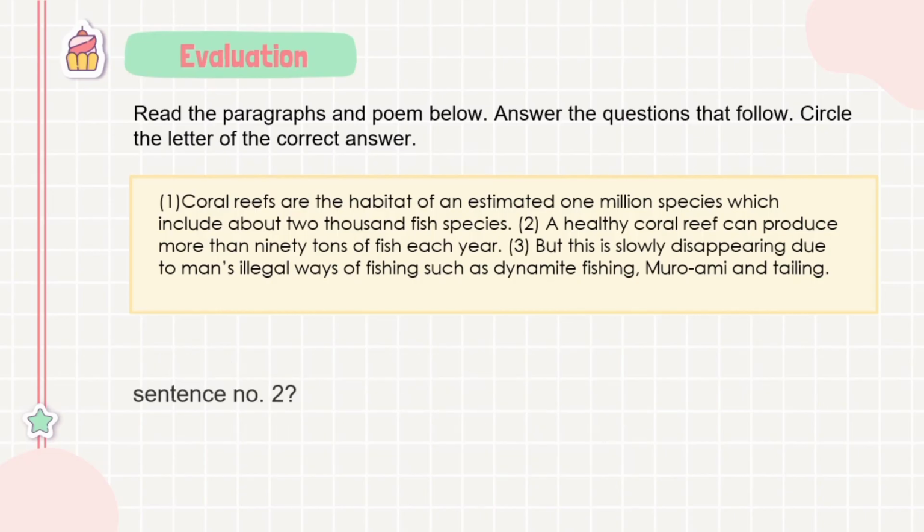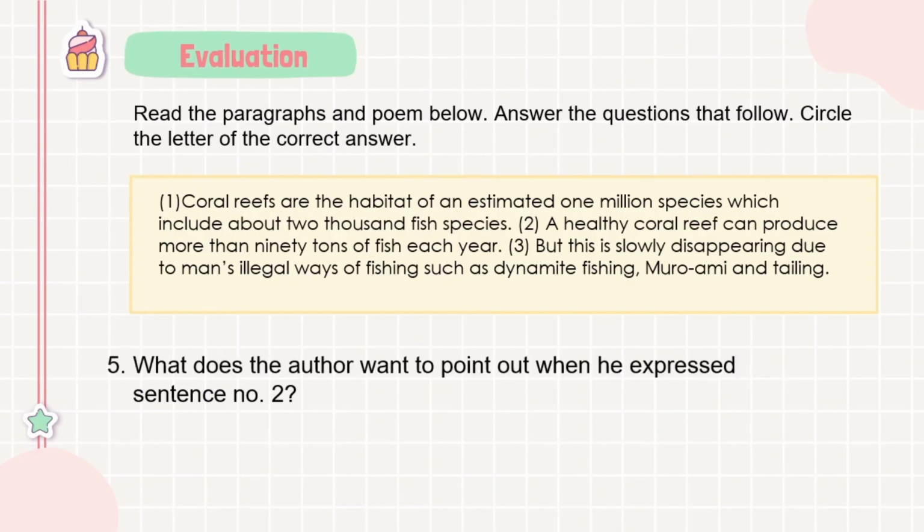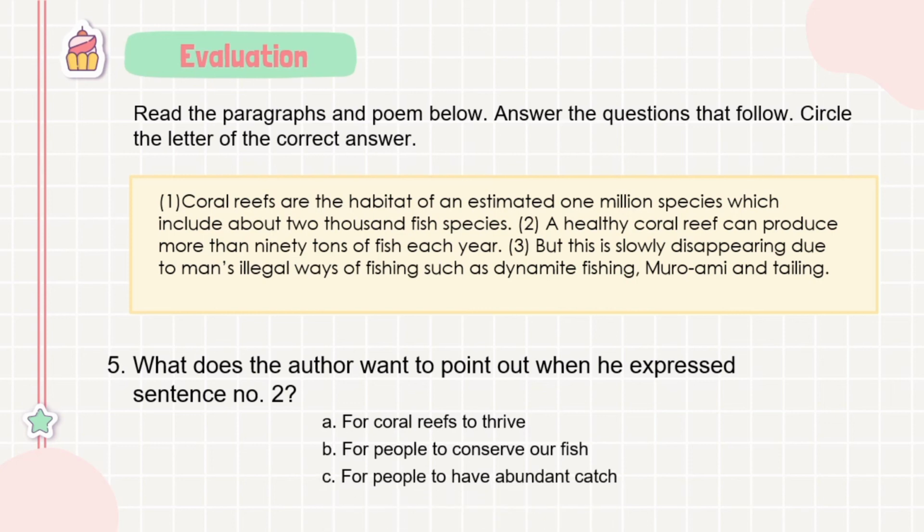What does the author want to point out when he expressed sentence number 2? So what is sentence number 2? A healthy coral reef can produce more than 90 tons of fish each year. So is it A, for coral reefs to thrive? B, for people to conserve our fish? Letter C, for people to have abundant catch?